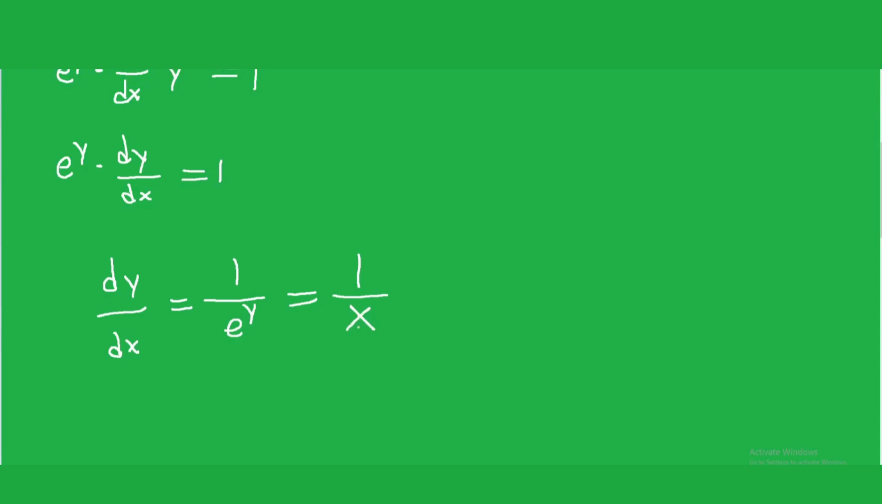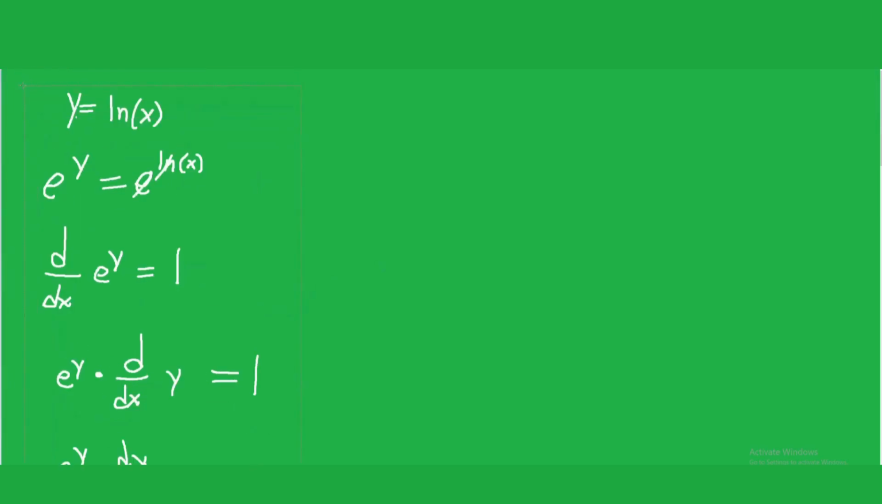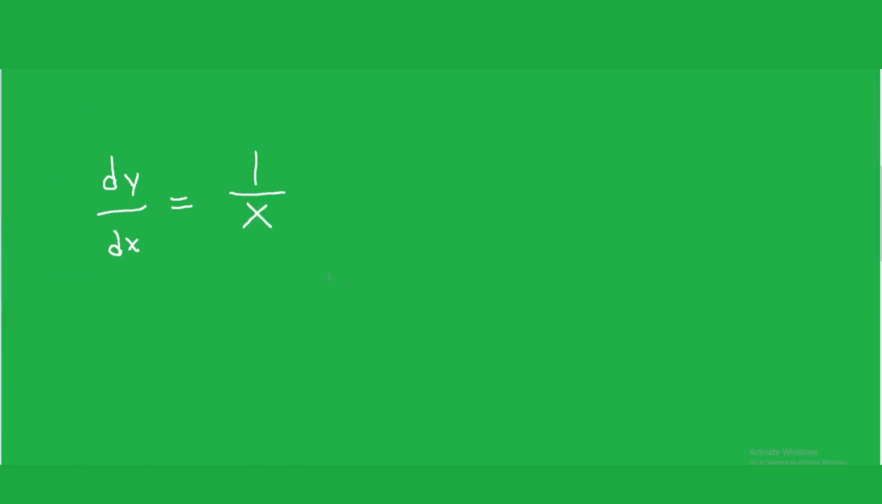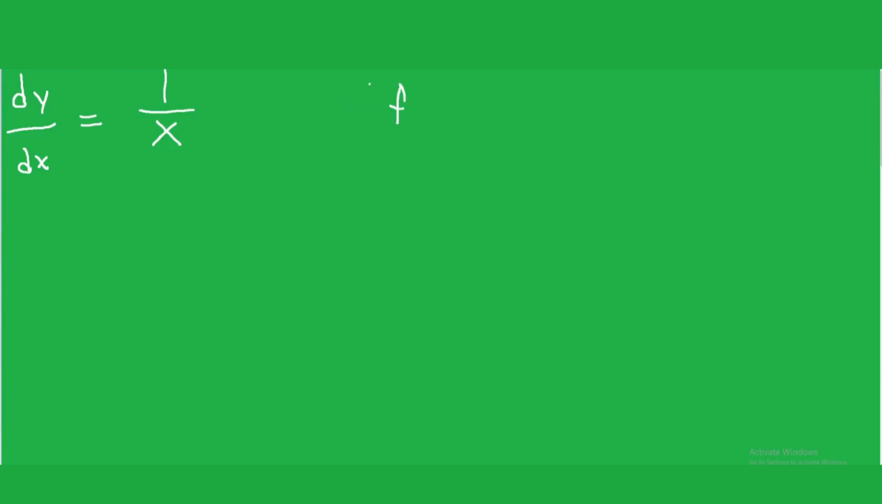1 over x. Okay, so I'm going to put this in the corner or something, because now I'm going to show you the other proof. So let me just clear the rest of this. Okay. So the other proof involves a theorem, and I'll just write it out for you here.